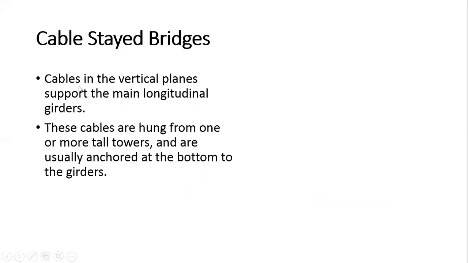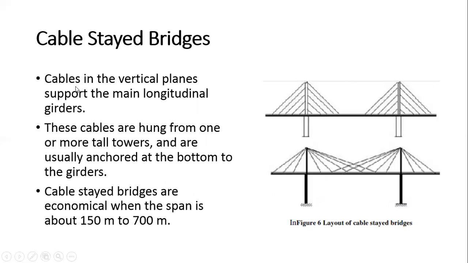Now in case of cable stayed bridges, as you see in this picture, cables in the vertical planes support the main longitudinal girder. So this is my longitudinal girder. We have provided the towers at these locations. And the cables in the vertical planes support this main girder. These cables are attached to the main girder at several locations, and in this way the longitudinal girder is supported with the help of these cables. So these cable stayed bridges are economical when the span is about 150 to 700 meters.